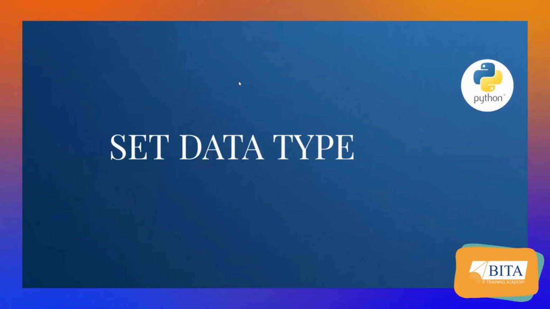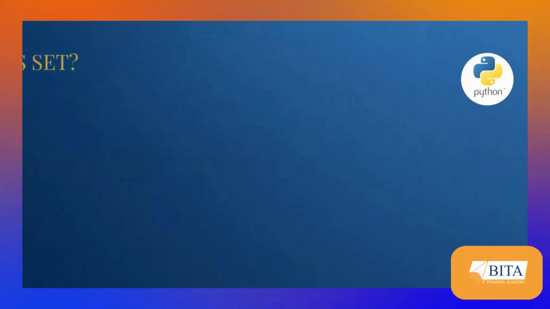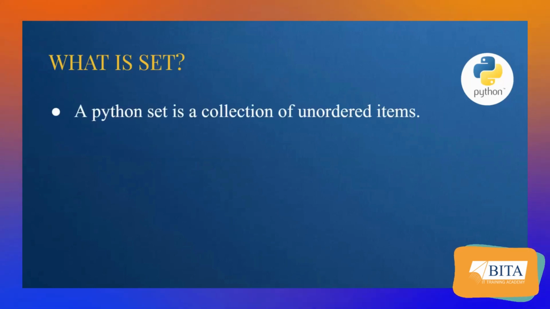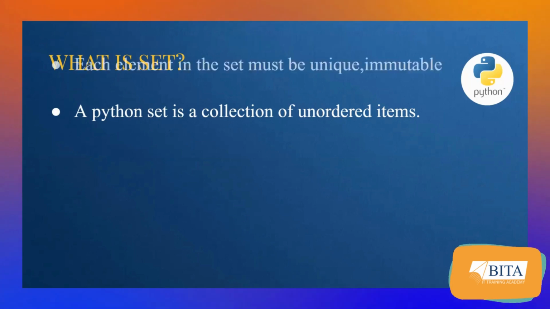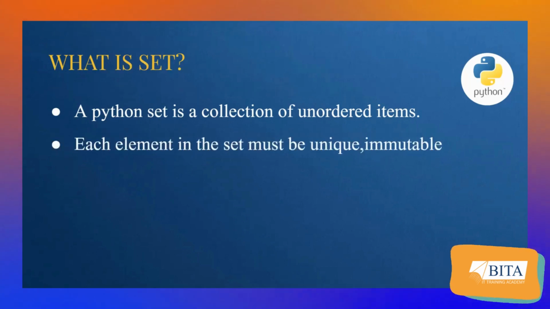Today we are going to discuss the set data type in Python. First we will see what a set is. A set is a collection of unordered items. The list and tuple data types are indexing based, but a set is an unordered collection. Each and every element in a set must be unique and immutable data.